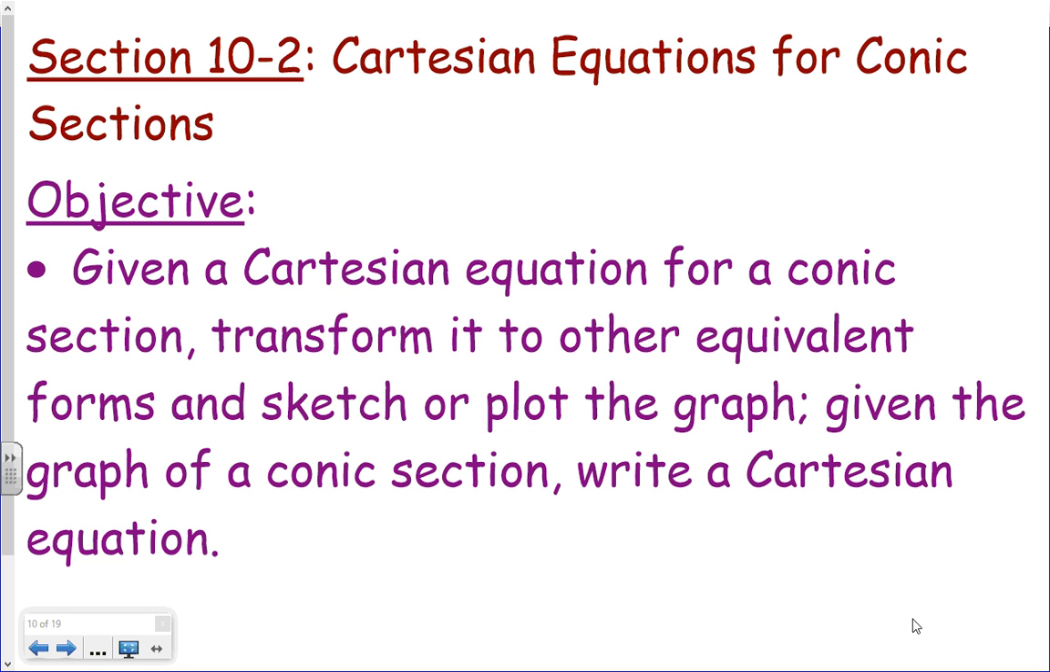And then secondly, given the graph of a conic section, write a Cartesian equation. That's the part we're going to tackle here in this discussion: given a graph, be able to write the Cartesian equation.